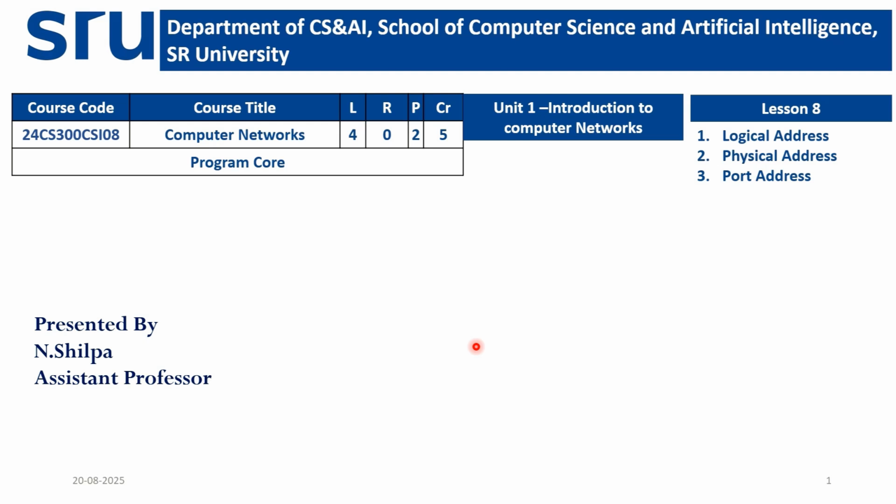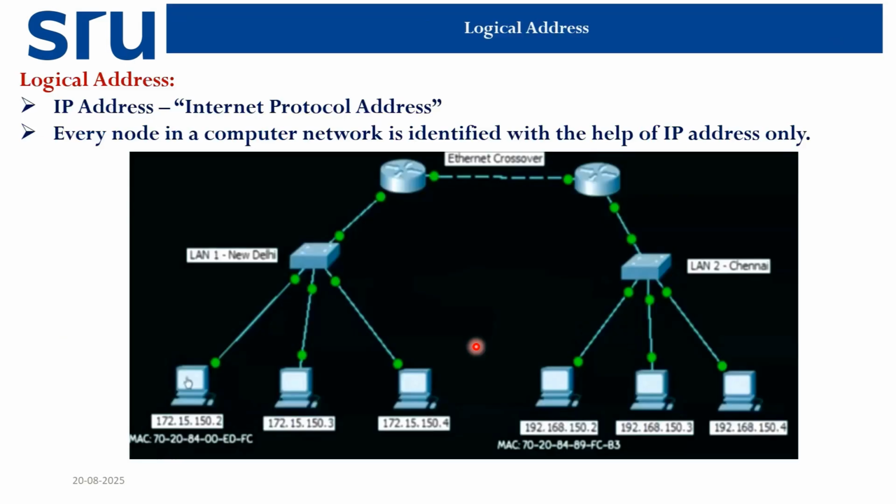In this video, we will learn what we mean by logical address, physical address, and port address. First, we will see what a logical address is. A logical address is also known as an IP address. An IP address is a unique numerical identifier assigned to every device connected to a computer network, which uses the IP protocol, that is Internet Protocol, for communication.